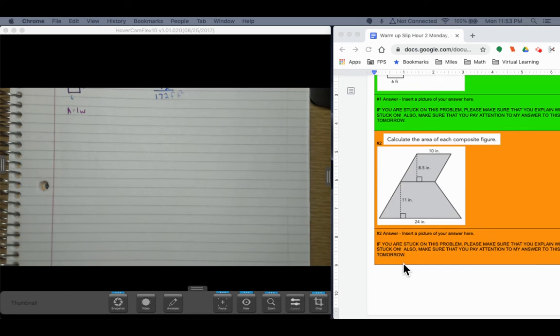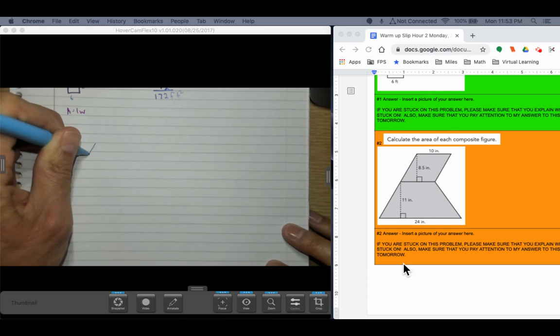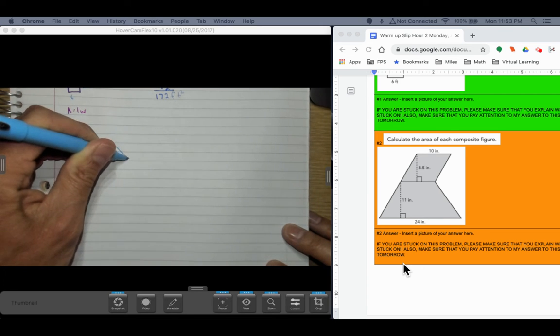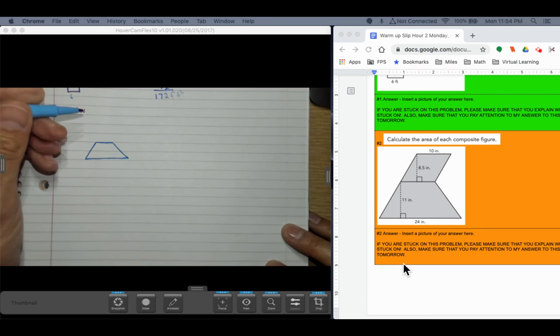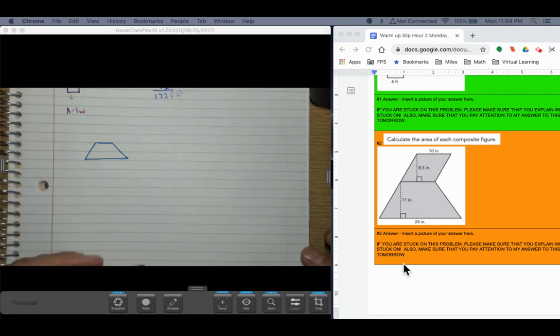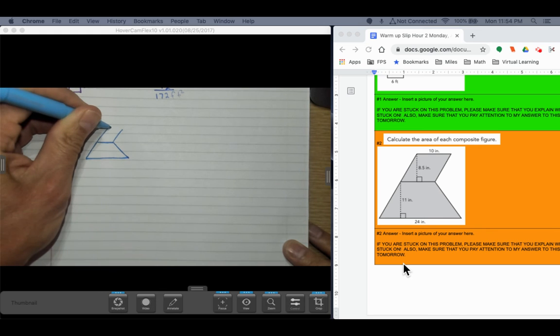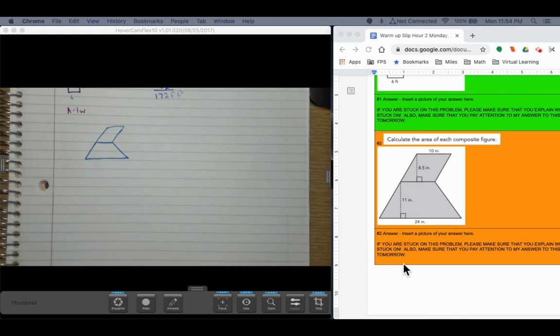The second warm-up problem from yesterday includes this trapezoid on the bottom. It's a trapezoid because it has at least one pair of parallel lines. And then on top of that trapezoid is a rhombus. It looks to be a rhombus or a parallelogram of some sort.